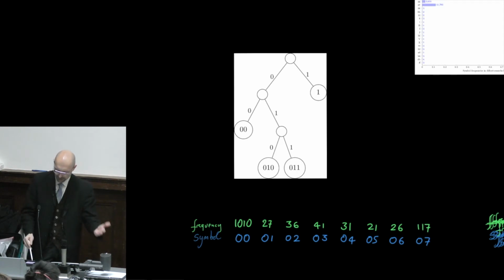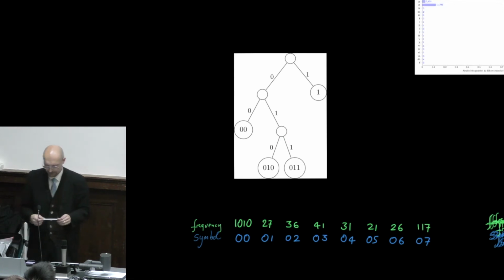You call left 0 and right 1, and then from the root you take the 0 child and the 1 child, 0 child and 1 child, 0 child and 1 child. So the code for this is 0, 0, the code for this is 0, 1, 0, the code for this is 0, 1, 1, and so on.